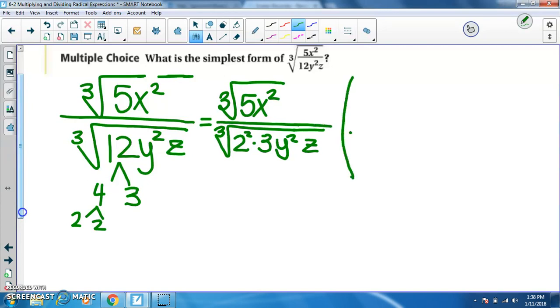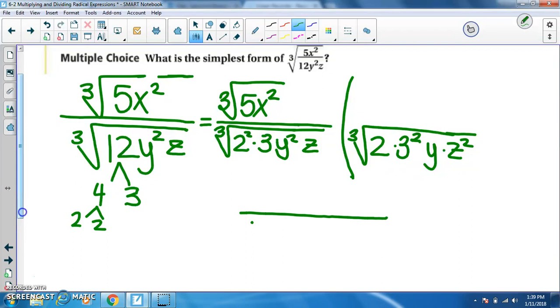Now I need to multiply by a cube root that makes each of those powers to the 3rd. So since I have 2 to the 2nd, I need to multiply by 2 to the 1st to get 2 to the 3rd. 3 to the first, I need to multiply by 3 to the second. y to the second, I need to multiply by y to the first. And z to the first, I need to multiply by z squared. So now when I multiply those two radicals, I will get a denominator of the cube root of 2 to the third, 3 to the third, y to the third, z to the third.